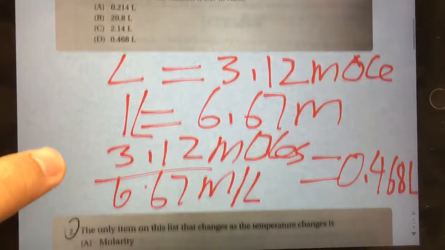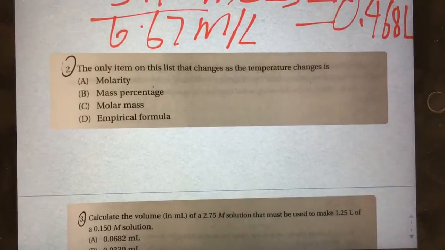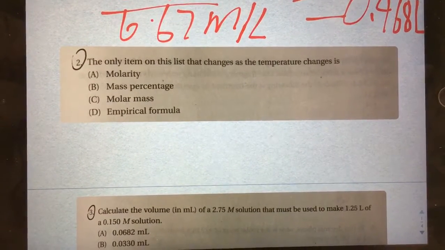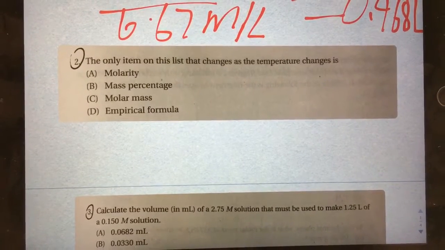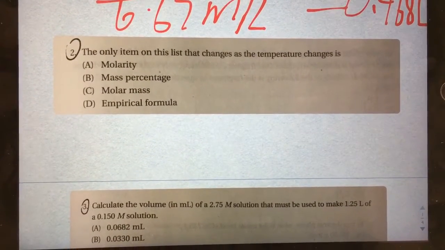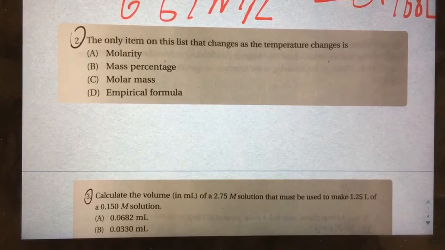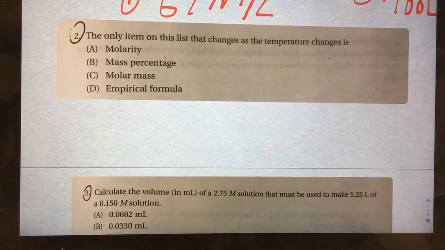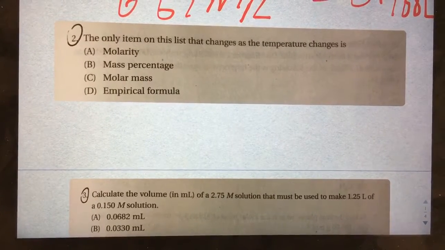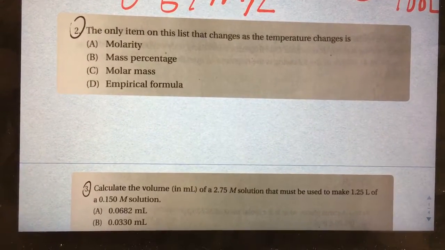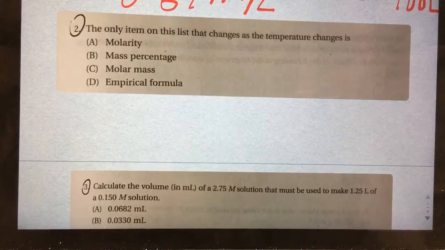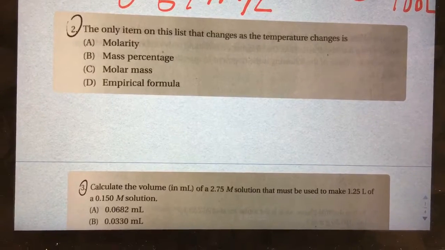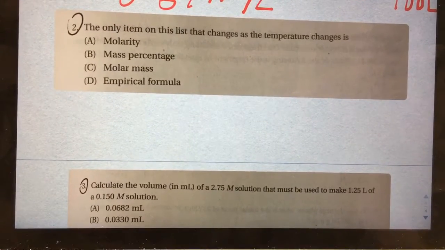Now let's look at the second question. This question says, which is the only item on this list that changes as the temperature changes. Now we know molarity is defined as the moles of solute dissolved in a liter of the solution, and we know volumes of everything change with the temperature. So we can say molarity changes with the temperature.